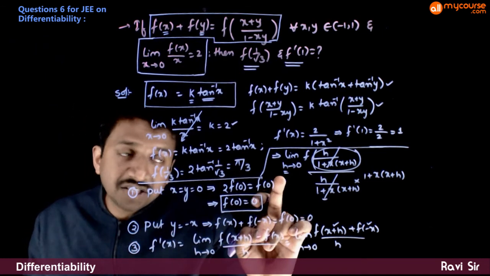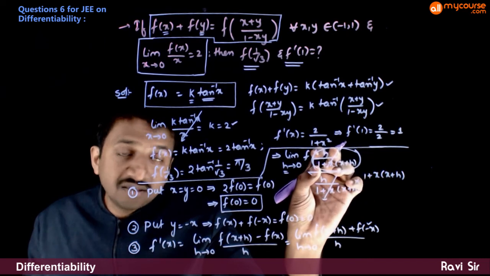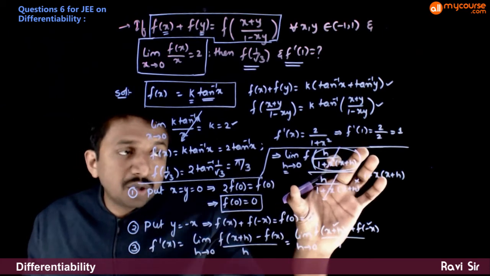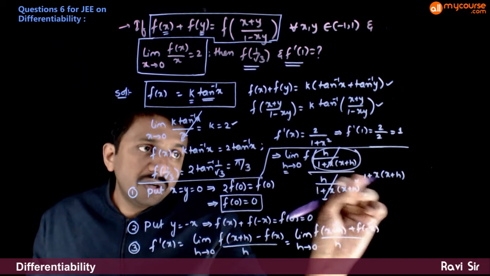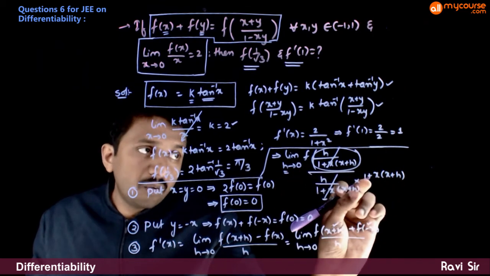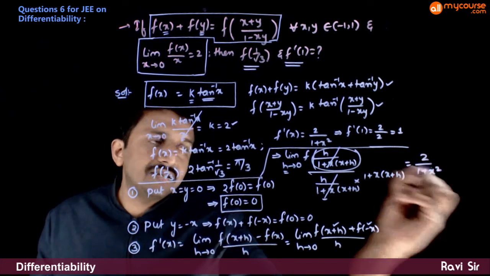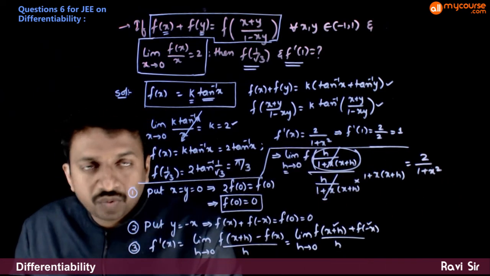So here also, as h tends to 0, h by 1 plus x into (x plus h) goes to 0, f of this by the same thing, this whole thing goes to 2. Once this goes to 2, if you put h is equal to 0, we get 1 plus x square. So that is equal to 2 by 1 plus x square. So f dash of x is equal to 2 by 1 plus x square.